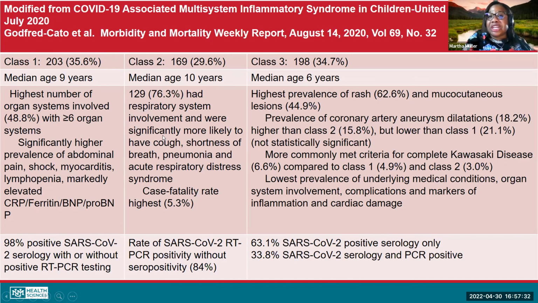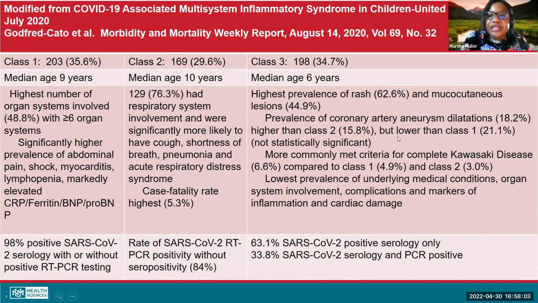This second class, median age was 10 years, and these kids were kind of interesting. A greater majority of them had actual respiratory symptoms, with the highest case fatality rate. And more of these kids, 84% of them, had positive PCRs without positive seropositivity, meaning they didn't have any IgG there.